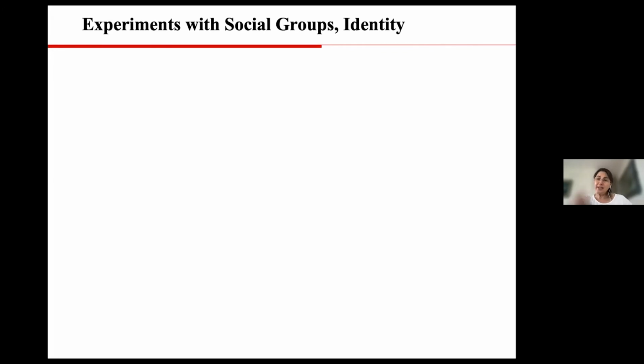But before I get to that result, I want to give you some background on the experiments out there that use as an experimental variation the social groups and the identity of the individuals. So I'm just going to take a step back, and eventually we'll get to that particular experimental conclusion.